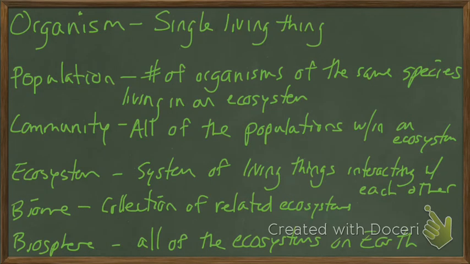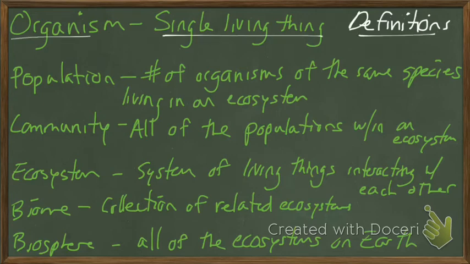Getting in a bit more detail, so the definitions, all right? Definitions. It's always hard to write things on the spot. Anyways, organism: a single living thing. You, me, brothers, sisters, parents, cats, dogs, squirrels, whatever it is. Any living thing. A population is the number of organisms of the same species living in an ecosystem.